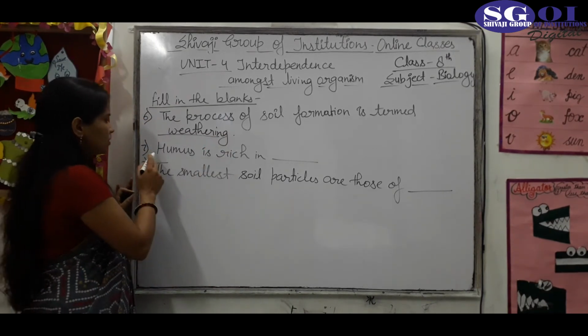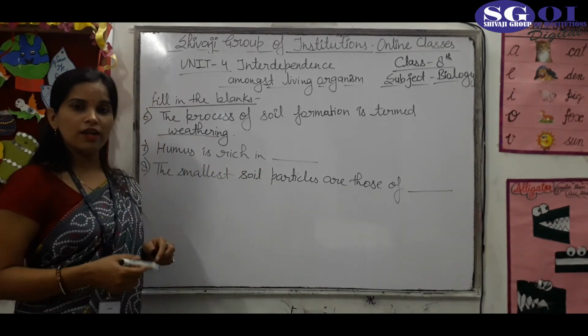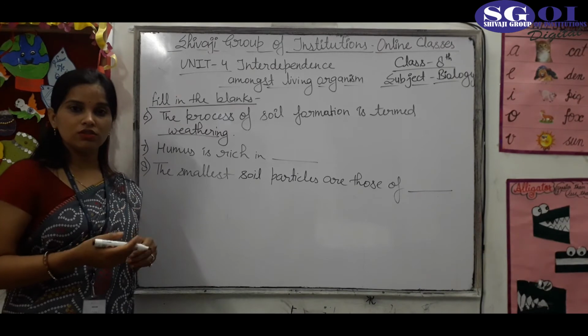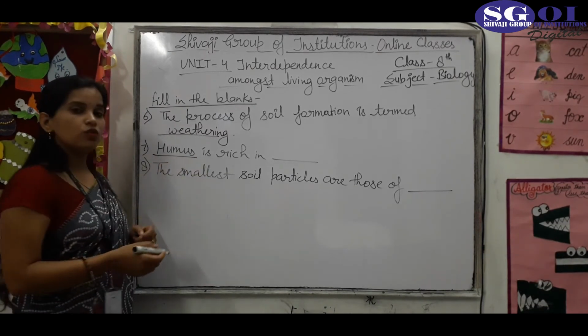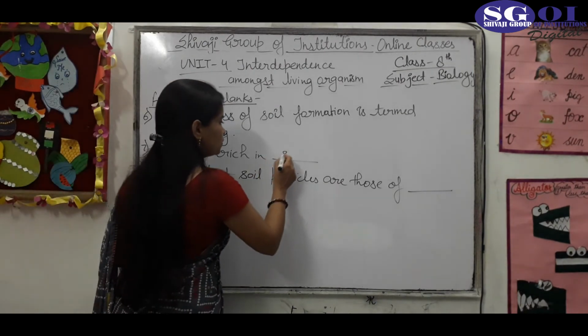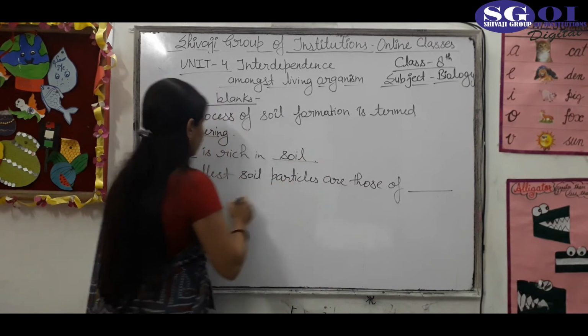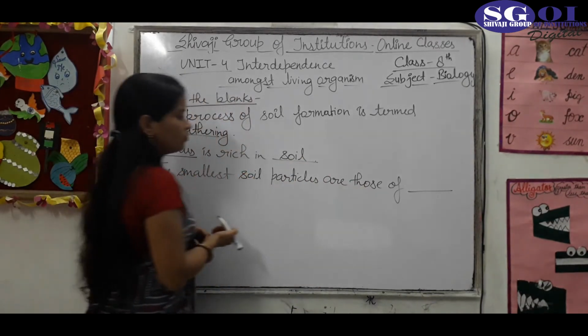Next is number 7. Humus is rich in. Actually, humus makes the soil fertile, and it is rich in means it is found in the soil. Humus is found in the soil. So we can say that humus is rich in soil. Where is humus found more? In soil.